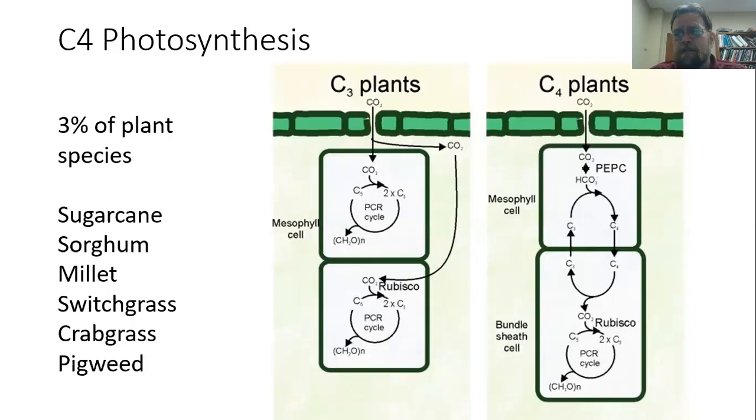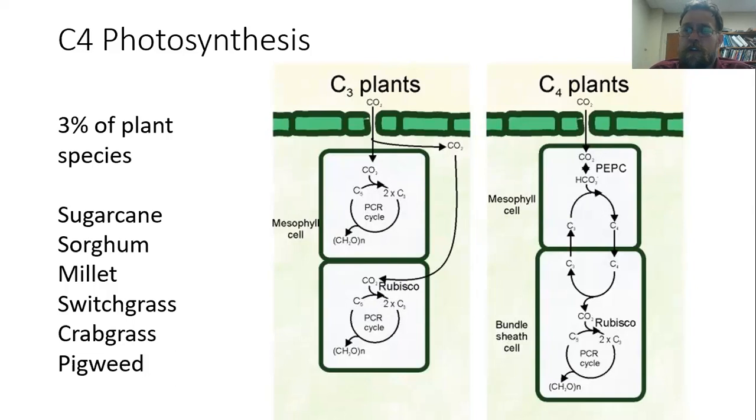Particularly high temperatures can be an issue, because the higher the temperature gets, there's an interaction that happens with carbon dioxide and oxygen in the process of photosynthesis that can be really costly to the plant in terms of energy. So the plant wants to make sure that the carbon dioxide driven process works easily and isn't interrupted when the temperature gets high.